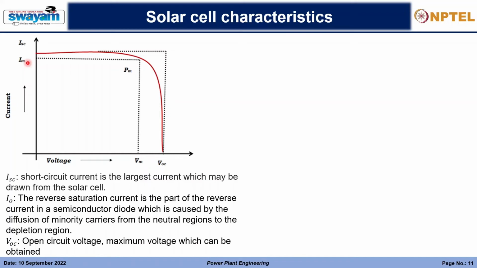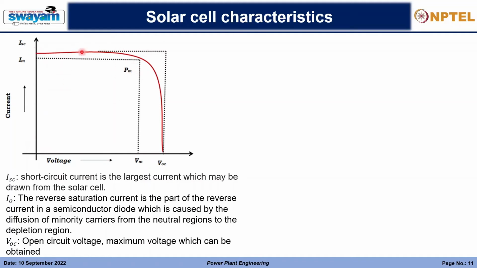Okay, so as I was saying, the value of this Im or the current can be positive or negative depending upon what kind of semiconductor diodes we are using. It can be NPN or PNP. So accordingly, the characteristic will change, but the basic concept remains the same.